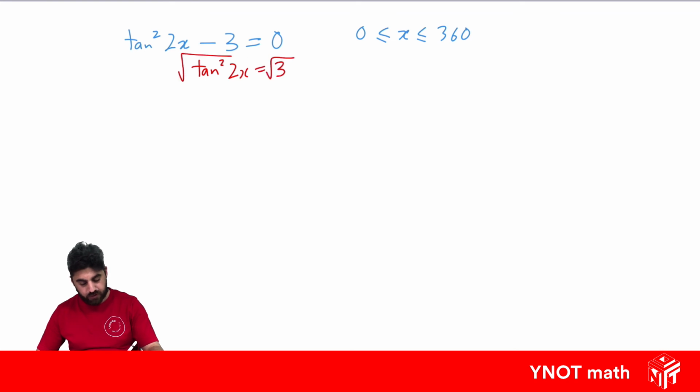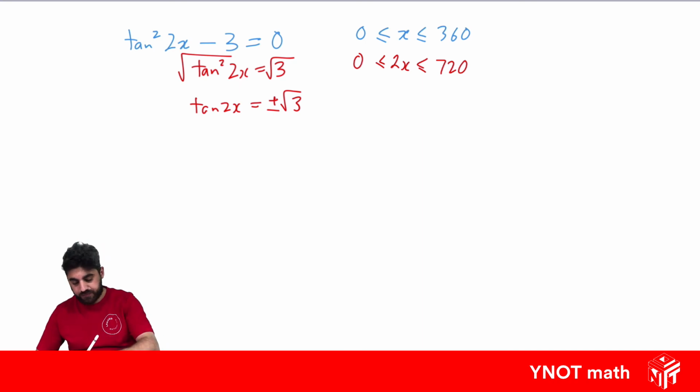Now we're going to square root both sides. So we get tan 2x equals plus or minus root 3. And that's the best we can do because we can't do anything there. But remember, when the angle is not just plain x or plain theta, we have to modify our domain. So our domain is 2x, and we need to multiply everything by 2. So we get that.